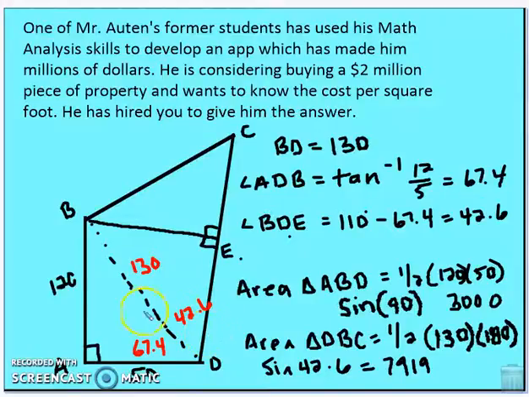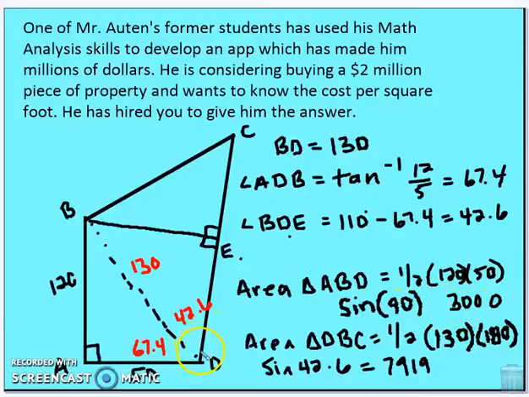All right, so let's take on the area of ABD first, so BAD or ABD. It's going to be 1/2 of 120 times 50 times sine of 90, but sine of 90 is just 1. So 1/2 base times height is 1/2 of 120 times 50, which is 1/2 of 6,000, which ends up being 3,000 square feet.